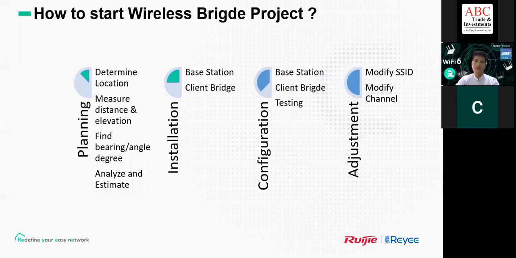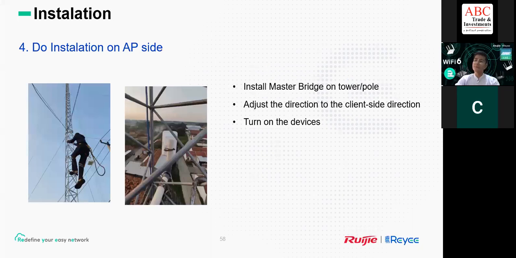Another thing is, after we consider this measurement or distance, we have to go to the installation part. Here, as you can see, you can just tie the device on the pole or the tower, then power on the devices and adjust the direction. Where is your client? You have to face this side. If not, you cannot do a bridge. Everybody knows about this.